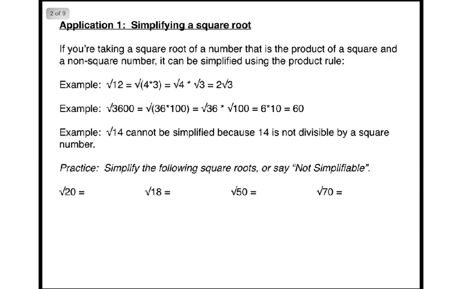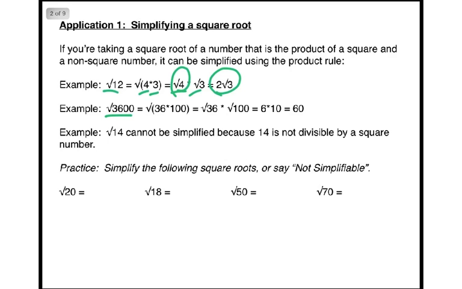Application 1. You can simplify a square root. So if you're taking a square root of a number that is the product of a square and a non-square number, it can be simplified using the product rule. For instance, the square root of 12. 12 can be rewritten as the product of a square number, 4, and a non-square number, 3, and you break apart the roots using the product rule, and you can simplify the first term, and so you have 2 root 3.